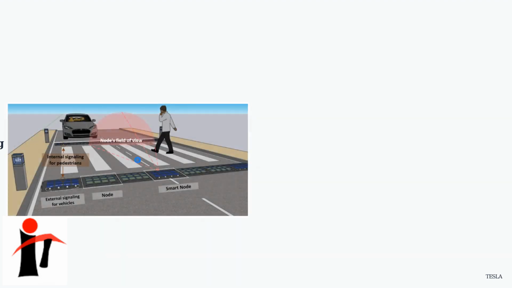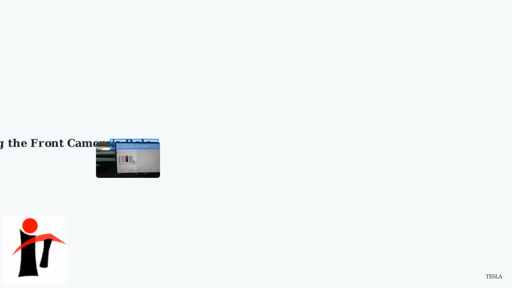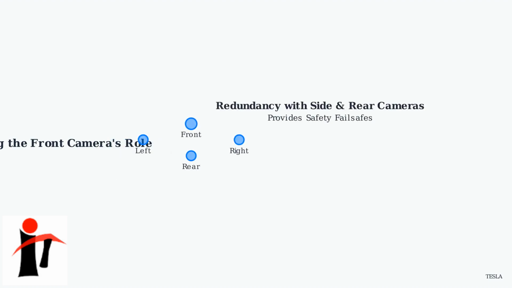For example, the camera's pedestrian recognition capabilities work alongside smart infrastructure to enhance safety at crosswalks, detecting movement and alerting both the vehicle and pedestrians. When the front camera encounters a problem, the system displays a vision unavailable message on the center console, immediately disabling autopilot features until the issue is resolved. While the vehicle maintains safety through redundancy with side and rear cameras, a faulty front camera specifically impacts autopilot functionality and requires prompt attention to restore full autonomous capabilities.